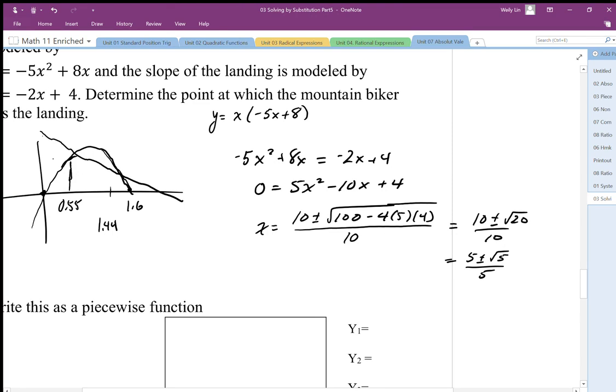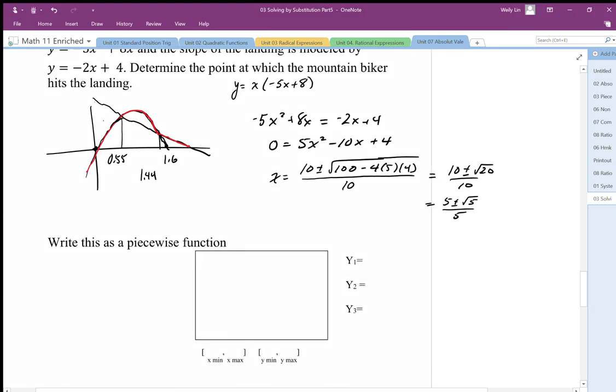Okay, and so there are my two intersection points, and this guy is going to come down and follow this path. So it's going to come up, hit the ramp, and then run out in that direction. Okay, so we need to then write this as a piecewise function.